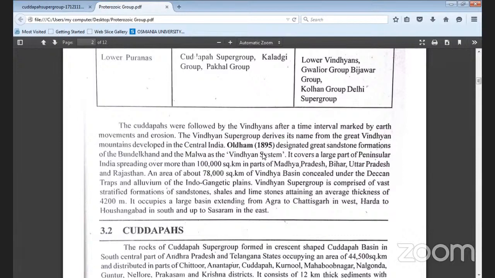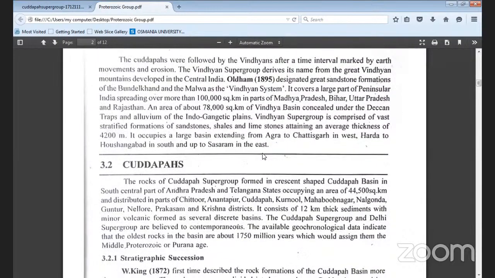An area of about 78,000 square kilometers of the Vindhyan Basin is covered under Deccan Traps and alluvium of the Indo-Gangetic Plain. The Vindhyan supergroup comprises vast stratified formations of sandstones, shales, and limestones, with an average thickness of 4,200 meters.